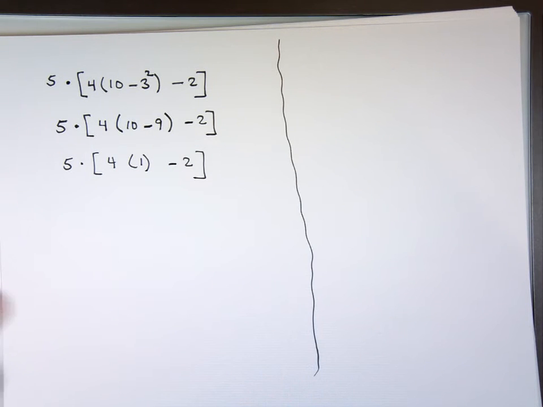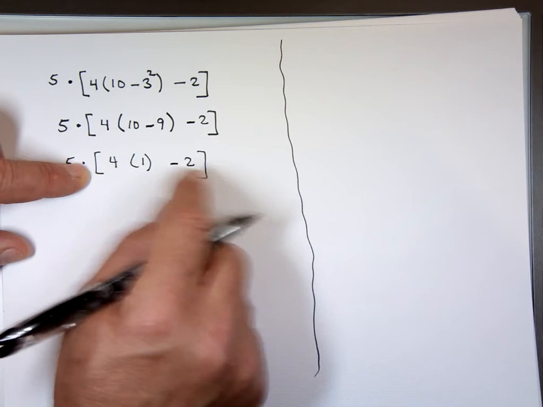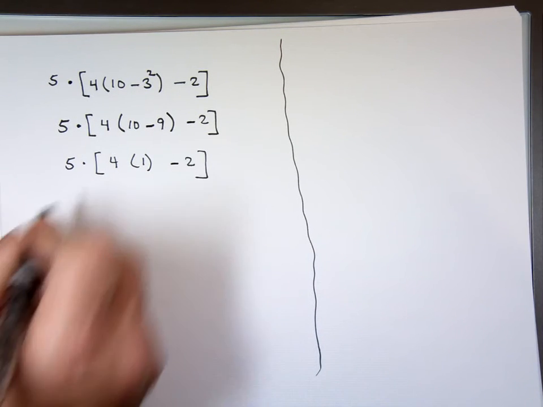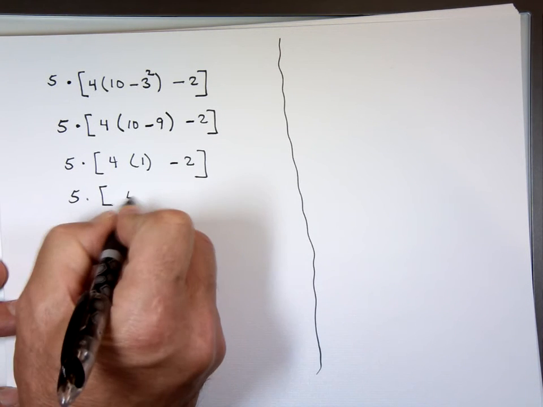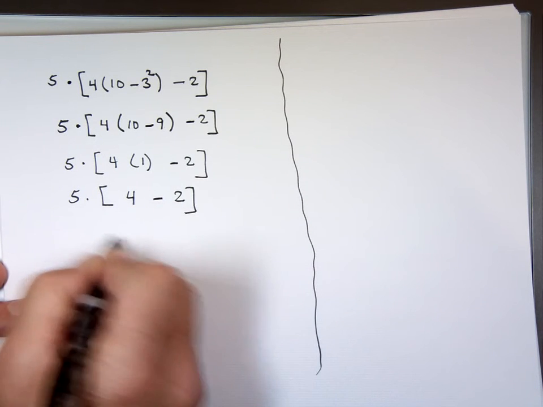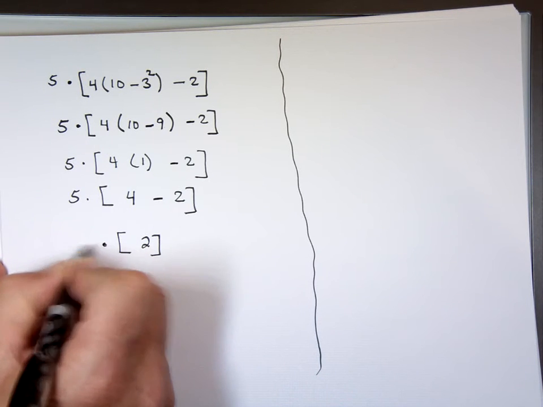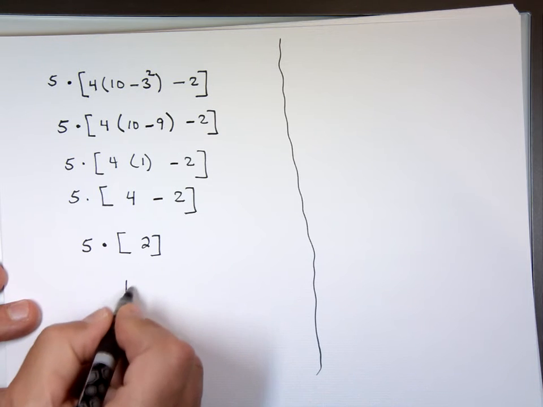So we did the inner parentheses. Now let's simplify the square brackets. You have multiplication and you have what? Subtraction. You have to do the multiplication first. What is 4 times 1? 4 minus the 2. 4 minus 2 is what? 2. Multiplied by a 5, what's the answer? 10.